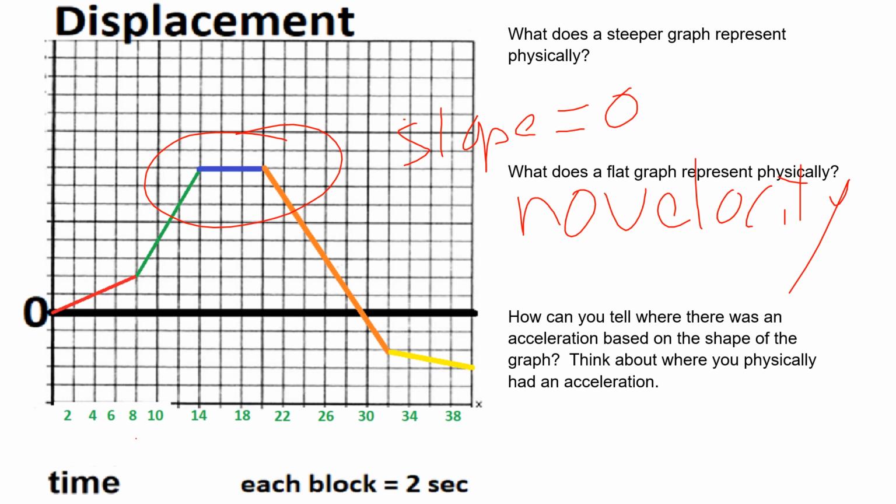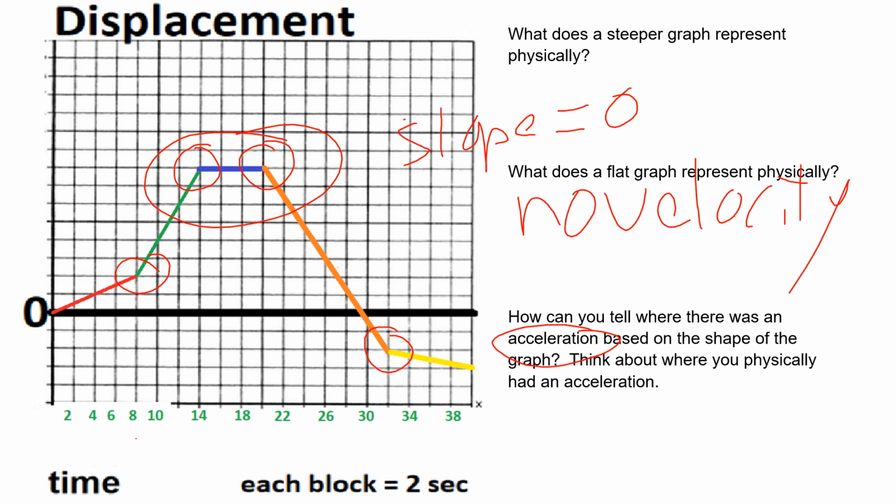Now, how can you tell where there was an acceleration based on the shape of the graph? Remember that acceleration is a change in velocity. Well, where did the slope change? Right here, we had an acceleration because the slope of the graph changed. Velocity increased. But technically there we had an acceleration because my velocity went to 0. Here we had an acceleration because my velocity changed. Here we had an acceleration because my velocity changed, because an acceleration is any change in velocity, and those are the points where the velocity changed.